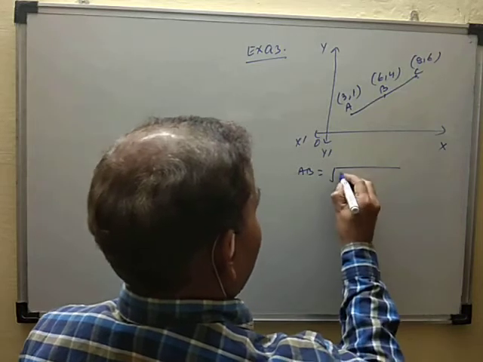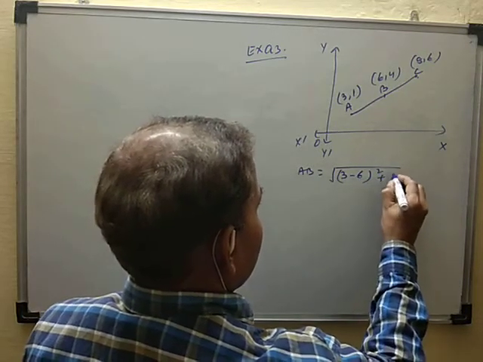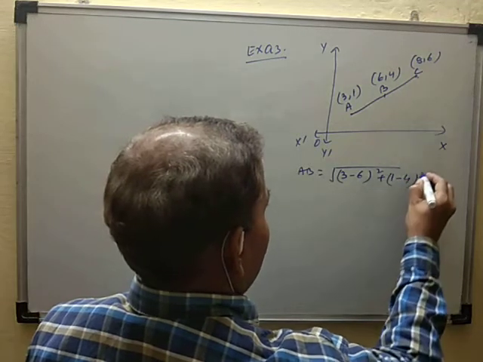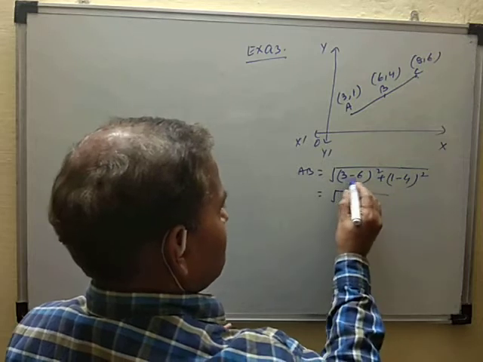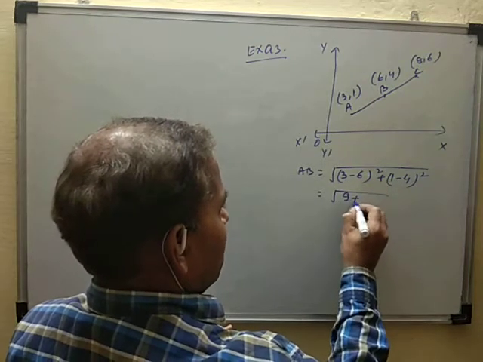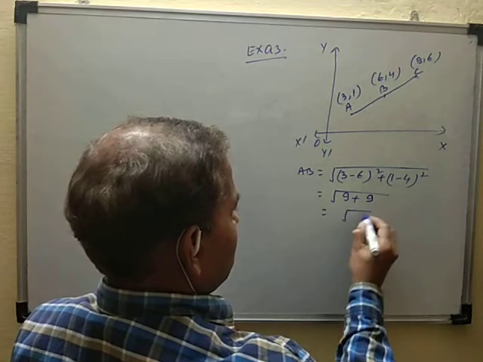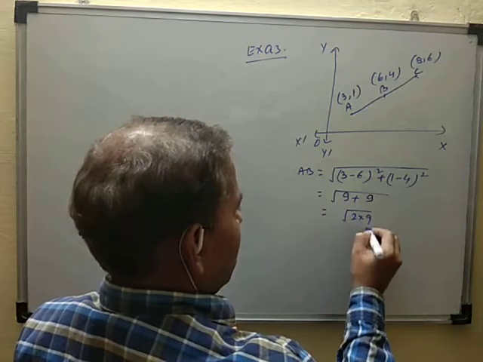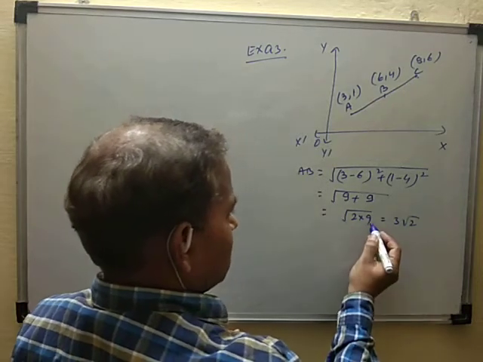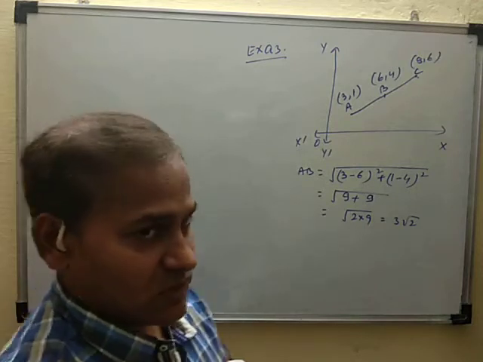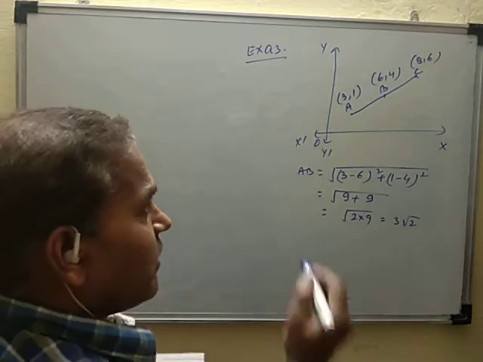So square root of x1 minus x2 whole square plus y1 minus y2 whole square. Simplified, this is minus 3 square 9, minus 3 square 9. So this is equal to 2 into 9, and this can be written as 3 root 2, the square root of 9 is 3. So distance of AB is equal to 3 root 2. Now find distance of BC.